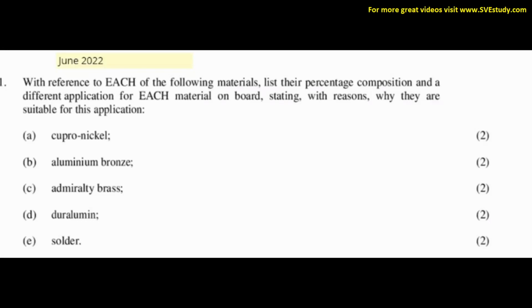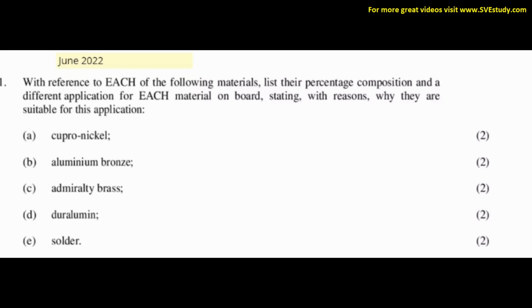With reference to each of the following materials, list their percentage composition and a different application for each material onboard, stating, with reasons, why they are suitable for this application. Cupro nickel, aluminium bronze, Admiralty brass, duralumin, and solder.